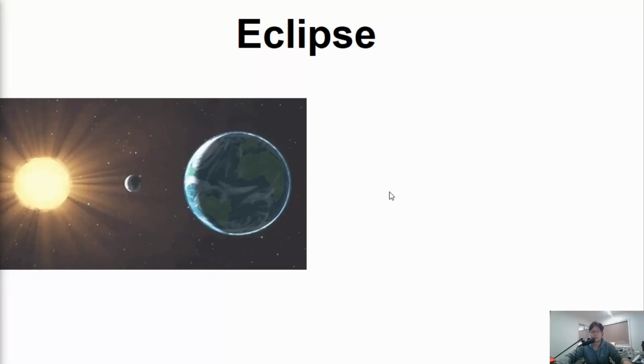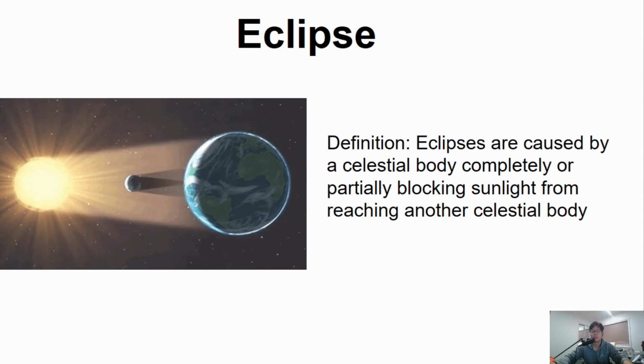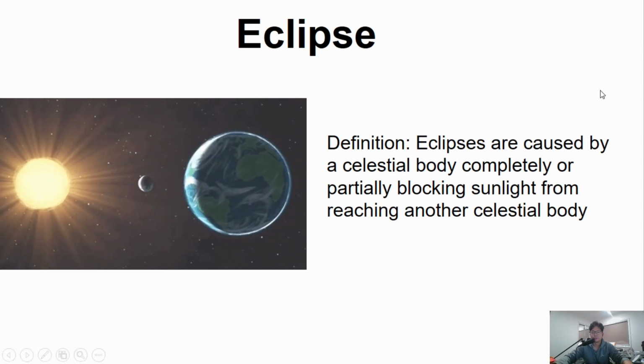Alright, now that you all have your own definition of eclipse down, let's compare it with the formal definition. The actual definition is that eclipses are caused by a celestial body completely or partially blocking sunlight from reaching another celestial body. A celestial body means just anything outside of the Earth that is naturally occurring. So give yourself a tick if you got anything near this definition.